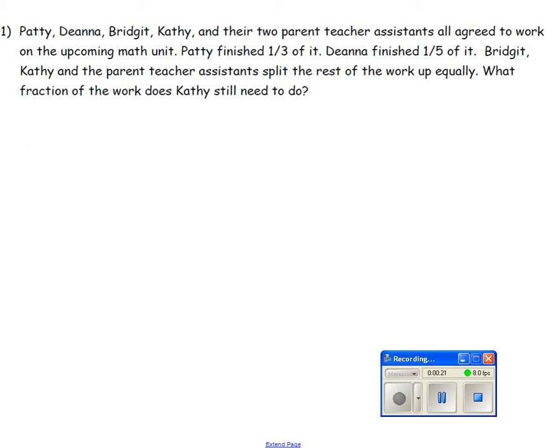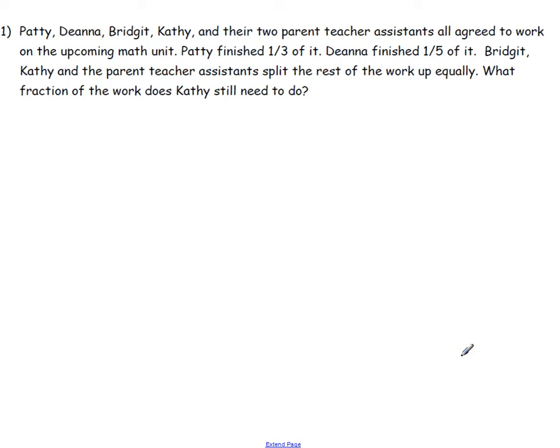Okay, number 1. 4 girls and 2 extra people. We're trying to split up some work. So this first girl finished 1/3, second girl finished 1/5. Can we figure out how much those two finished altogether? Yes, you can. So what do we have to do with those two numbers? Add them. So we have 1/3 plus 1/5.